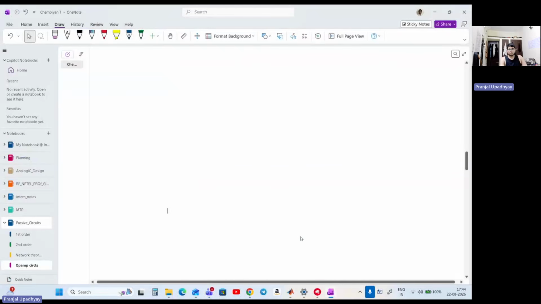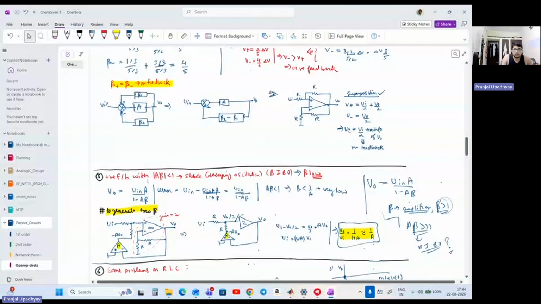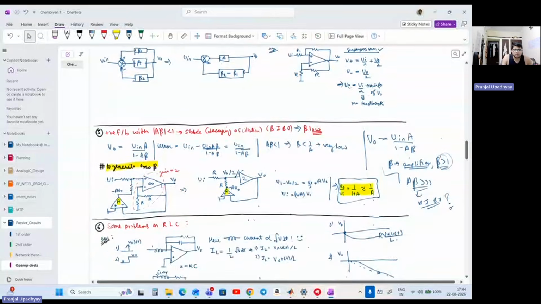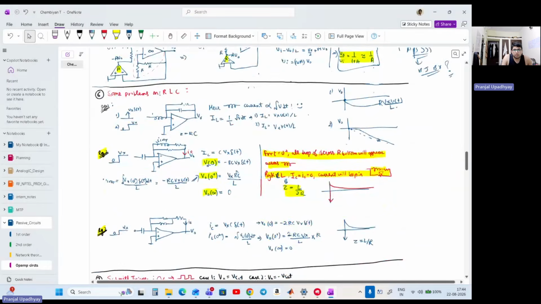Hi, and let us continue with our revision of Opamp circuits. Last time we just saw this circuit by which we can basically generate a very low feedback factor. And now let us look at some problems with Opamp where we have RLC components, and it is assumed that this Opamp basically has additive behavior.